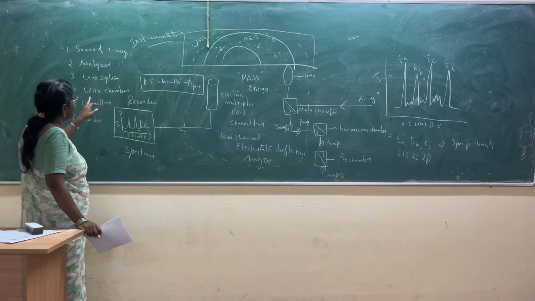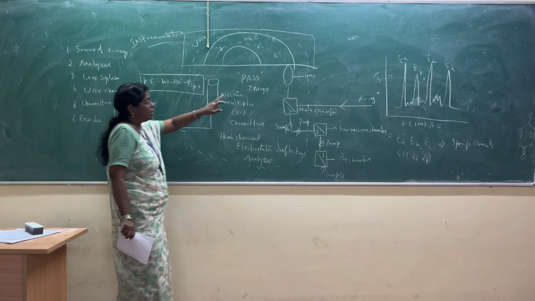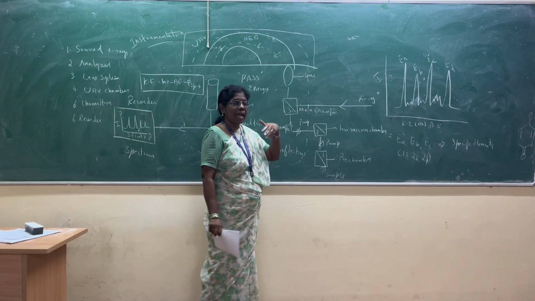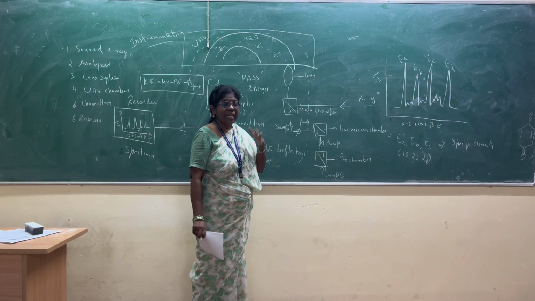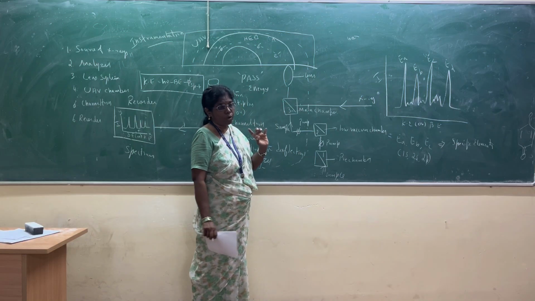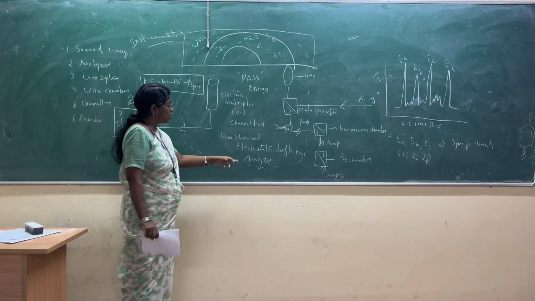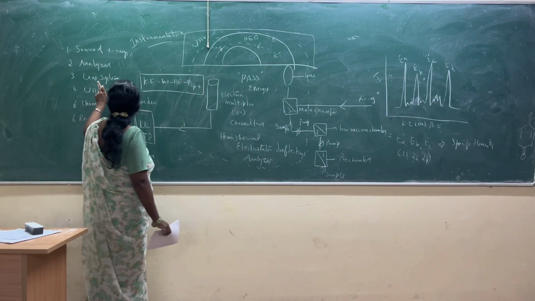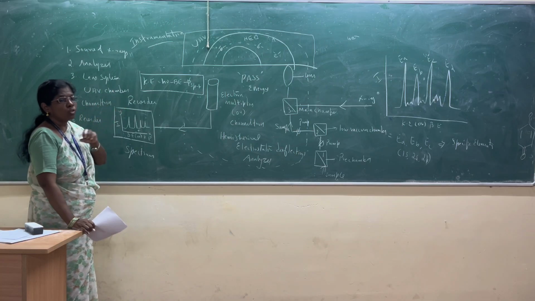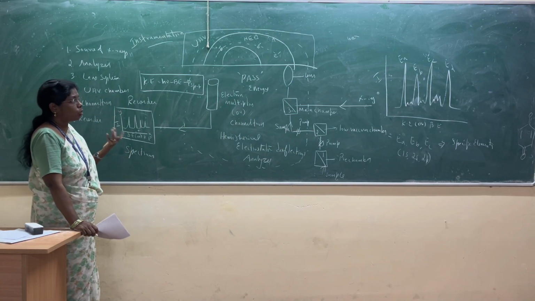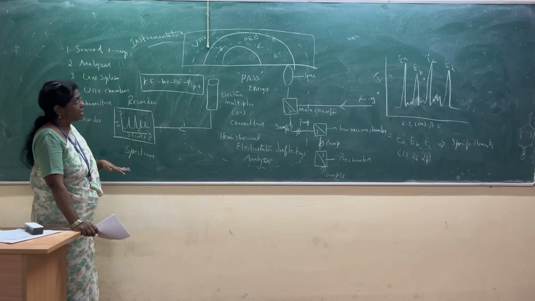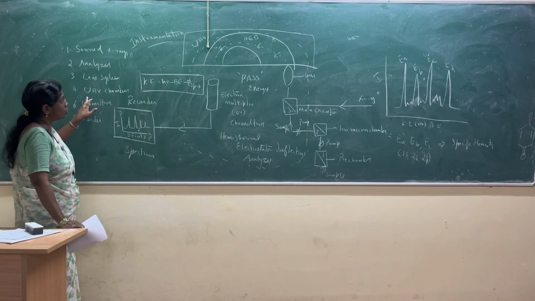And the next one is the lens system. Here the lenses are used to sometimes accelerate or sometimes decelerate the movement of photoelectrons before they enter into the hemispherical electrostatic analyzer. Before entering the analyzer, two types of lenses are used, electrostatic lens or magnetic lens. And the next one is a UHV chamber.